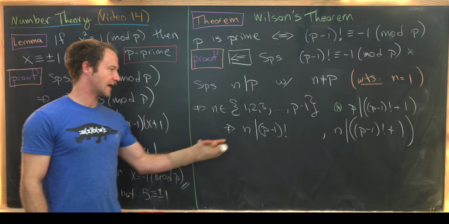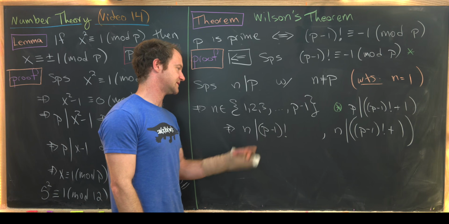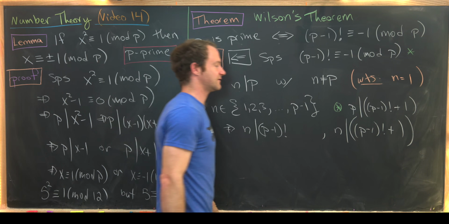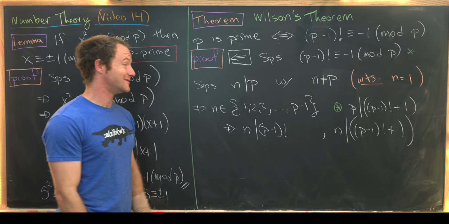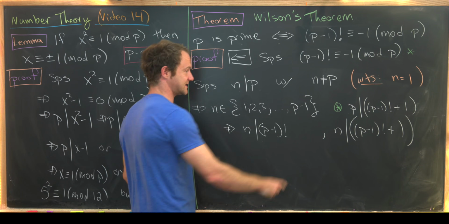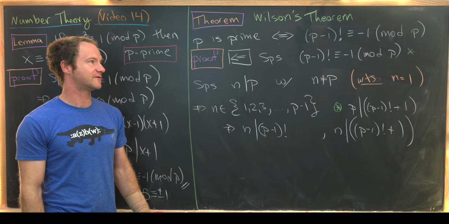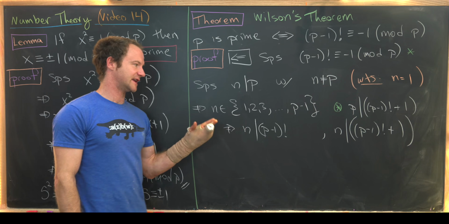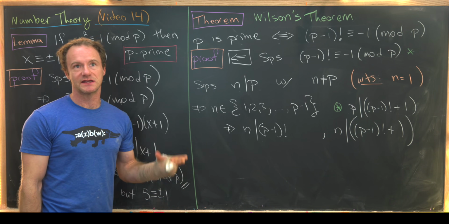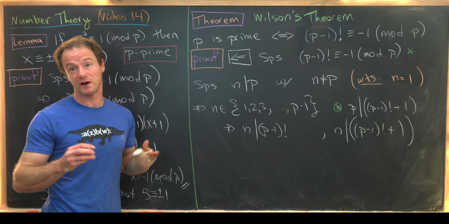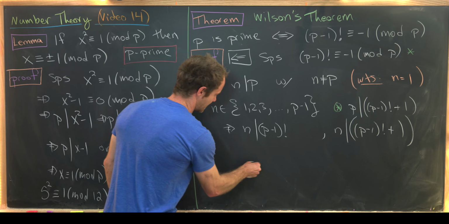But let's see what we've got. We have n divides (p minus 1) factorial, and n divides (p minus 1) factorial plus 1, but that means it divides the difference of these two numbers. A long time ago, we proved that if n divides something and n divides something else, then n divides a linear combination of those. A difference is maybe one of the simpler versions of a linear combination.